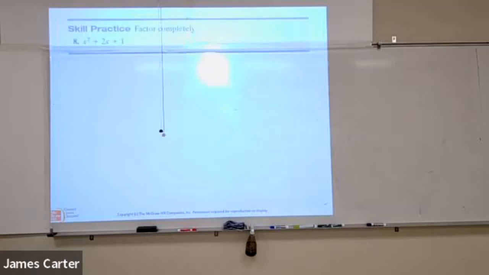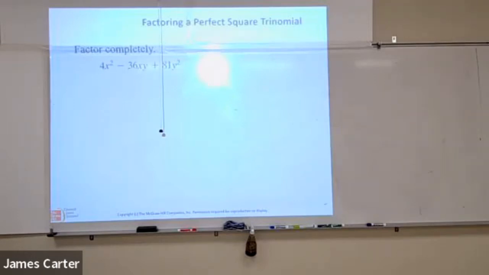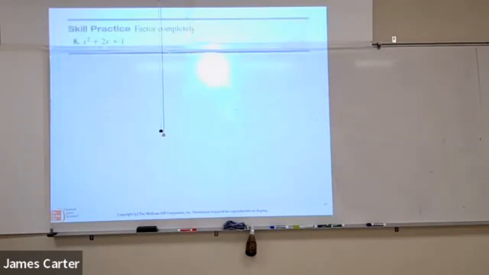Okay, what about this one? Perfect square on the front, perfect square on the back. The factors are 1 and 1. 2 times 1x times 1 is 2x. So that one factors. Okay, what does it factor to? It factors into x plus 1 quantity squared.